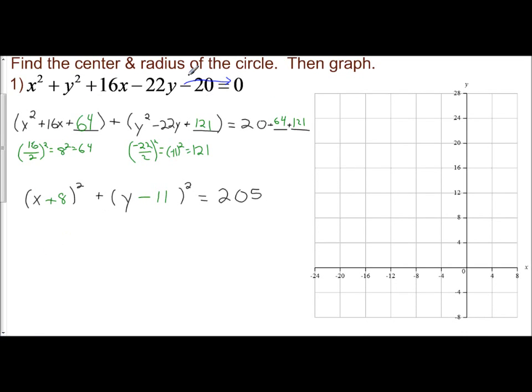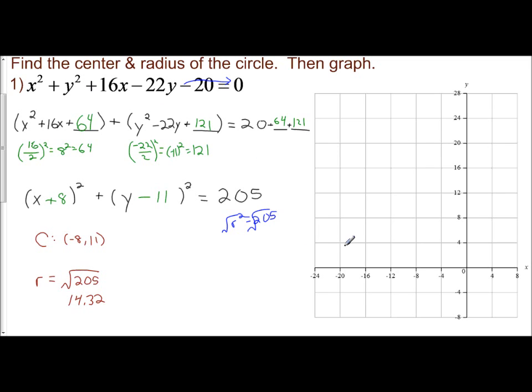And so now I'm going to identify my center and my radius. The center is your h, k value. So my center here is negative 8, 11. And my radius, remember this 205 is really r squared. R squared is 205. So then I would take the square root of both sides to give me r. My radius is equal to the square root of 205, which the decimal approximation for this is around 14.32. And so now we're going to look at how we graph this, which is very, very easy.